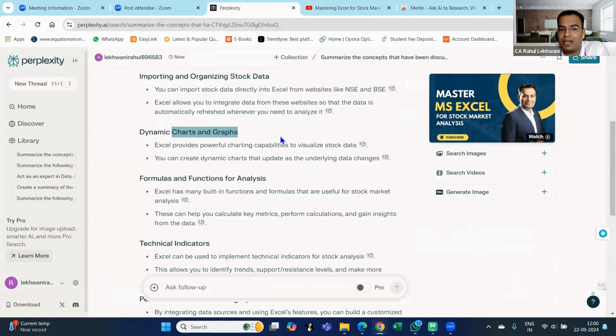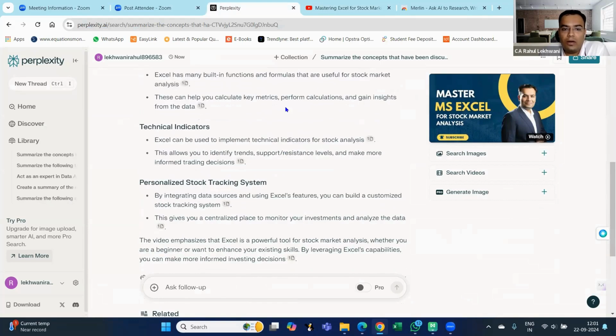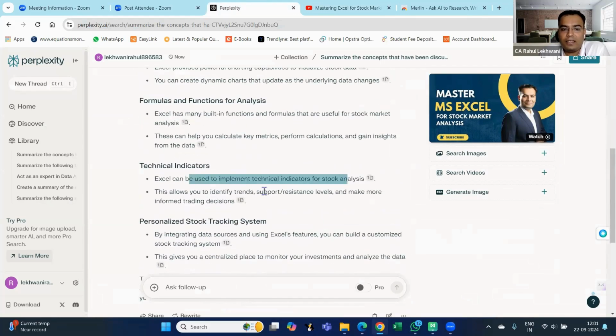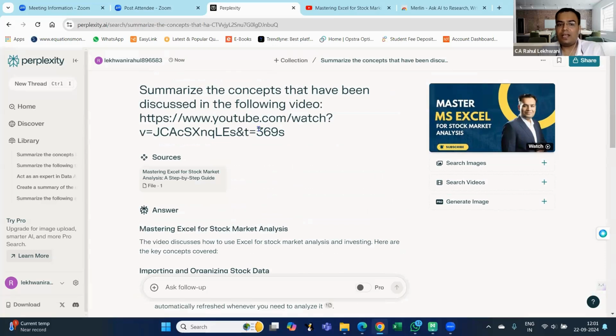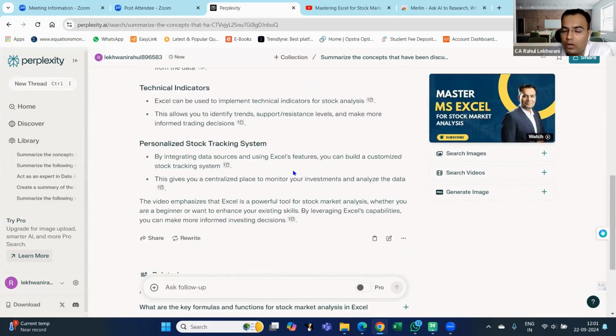Then dynamic charts and graphs. So in that workshop, I told how to create this data visualization using stock data. And all the technical indicators are there. What all key metrics can you create? Everything I have told in this video. So see, this helps us understand the coverage of that entire video so that I can decide whether I want to watch it or not.